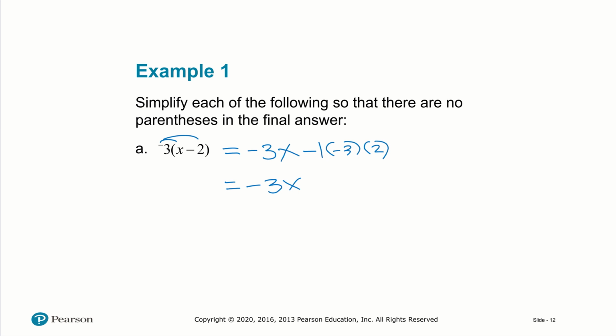So what's -1 times -3 times 2, right? Think of it that way, and you get what? Negative times negative is positive, times positive is positive, so you get plus, and 3 times 2 is 6. So you end up with negative 3x plus 6 as the final simplified result. You obviously don't want any parentheses in the final answer.